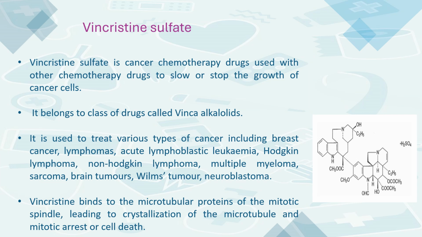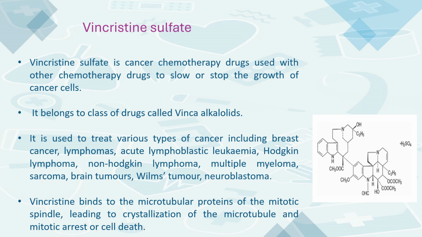Vincristine sulfate. What is vincristine sulfate? Vincristine sulfate is an anti-cancer drug which is used during chemotherapy with other chemotherapy drugs in order to slow or stop the growth of cancer cells. It belongs to a class of drugs called vinca alkaloids. It is used to treat various types of cancer and tumors, and vincristine binds to the microtubular proteins of the mitotic spindle, which leads to crystallization of the microtubule, which can cause mitotic arrest or cell death.